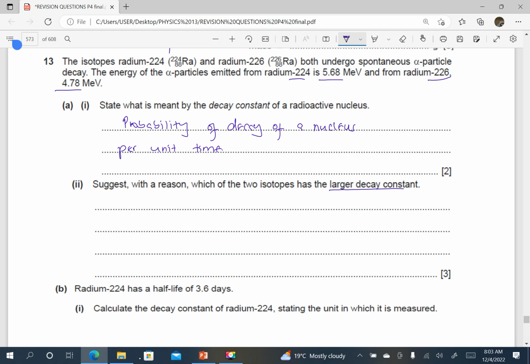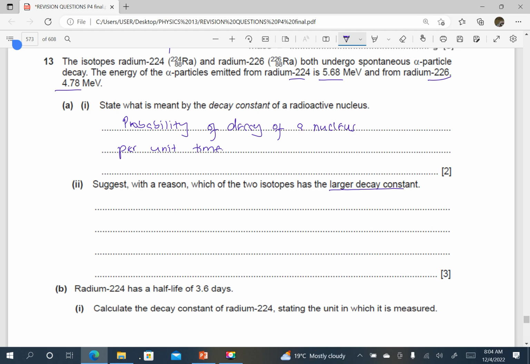I say the one which emits a particle that has more energy was less stable. In other words, it had a high chance of decaying. It required less energy for it to decay. That's why it gave out a particle that has more energy. The one which emits a particle with less energy, it means most of the energy was needed for it to split or decay. So it means it was more stable.